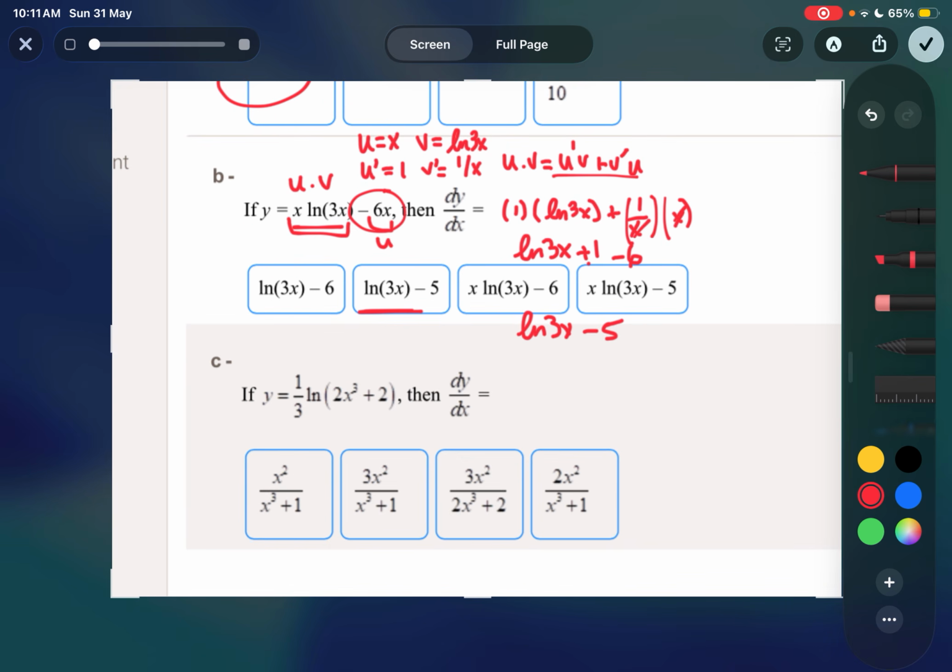Okay, now for part C, give me a second. One second.